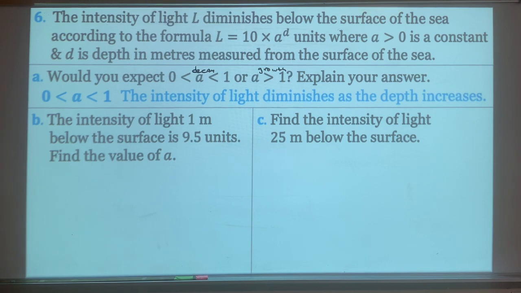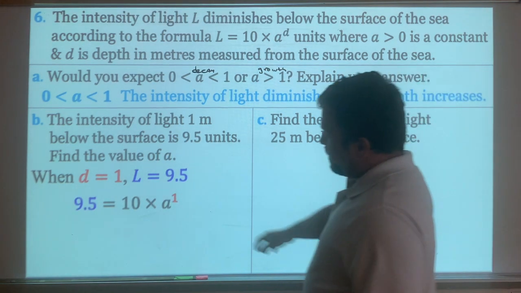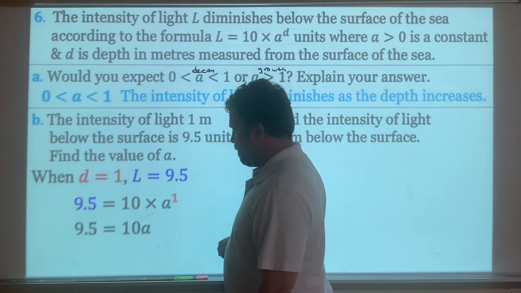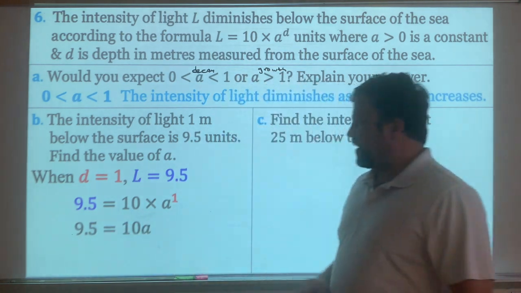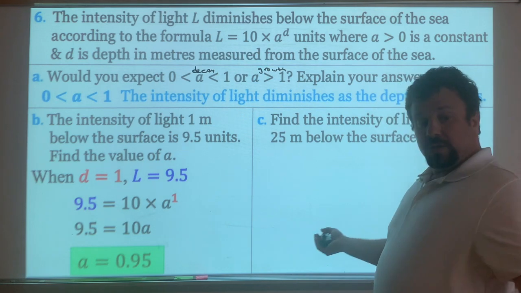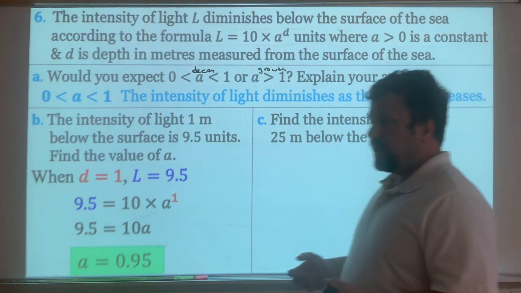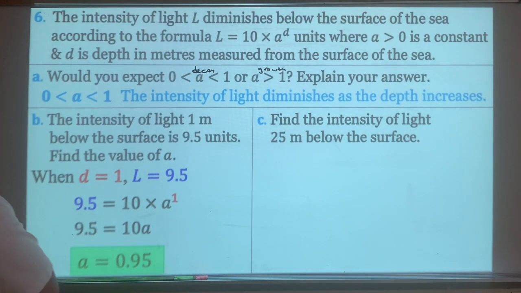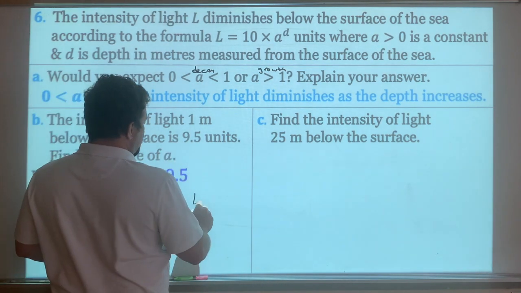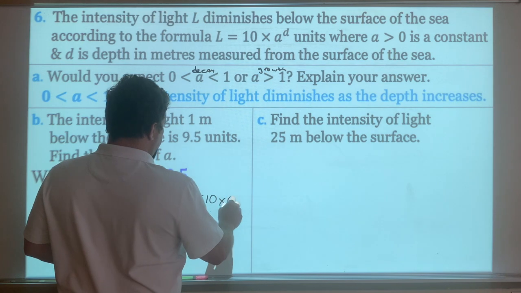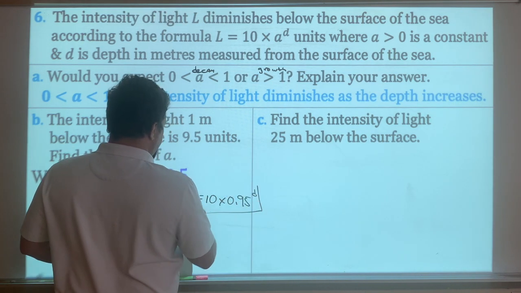So if the intensity of light 1 meter below the surface is 9.5 units, can you find the value of A? Well, you can, do it. All right? Let's see. So when D equals 1, L equals 9.5. So 9.5 equals 10 times A to the first power. Anything to the first power is itself. So 9.5 equals 10A. A equals 9.5 divided by 10, which is 0.95. So now we have our A. Since we have our A, it means we have our actual equation. And our actual equation now is L equals 10 times 0.95^D.